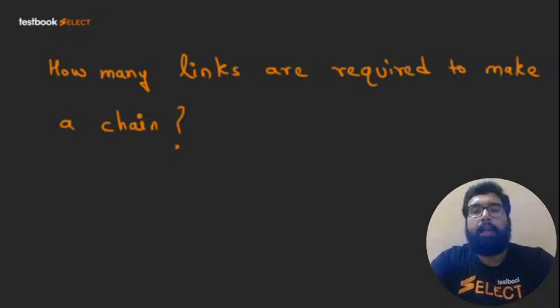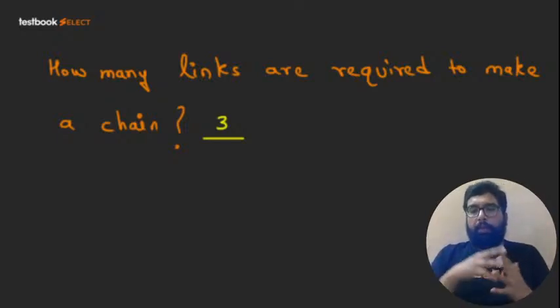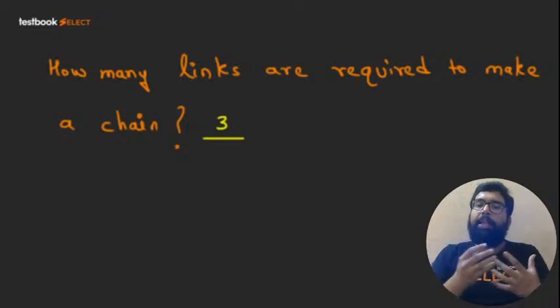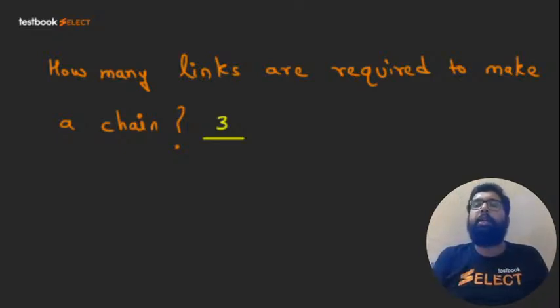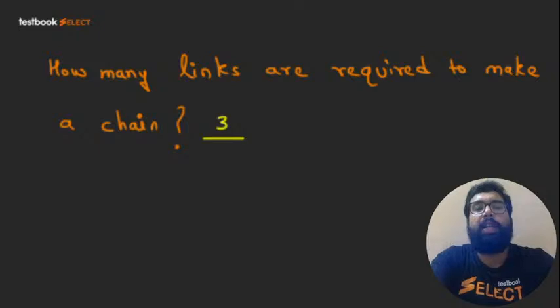Anyone? Adarsh, right. Very good, my dear. So, how many links are required to make a chain? Definitely 3 links are required to make a chain. So, why not two? Because if two links were used, they would be connected to each other, since to form a chain the first link should be connected to the last link, right? But right now, if there are only 2 links, they will be connected to each other only, and when they are connected to each other, they won't be counted as 2 different links, they would become 1 link only.